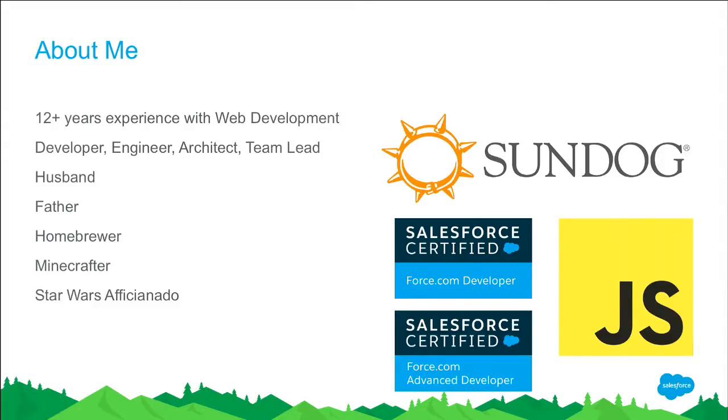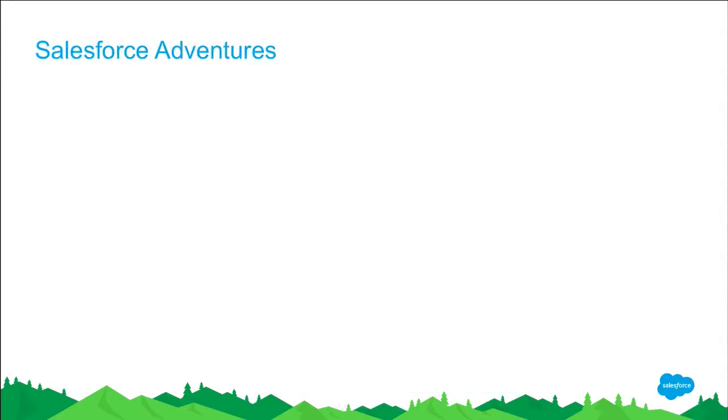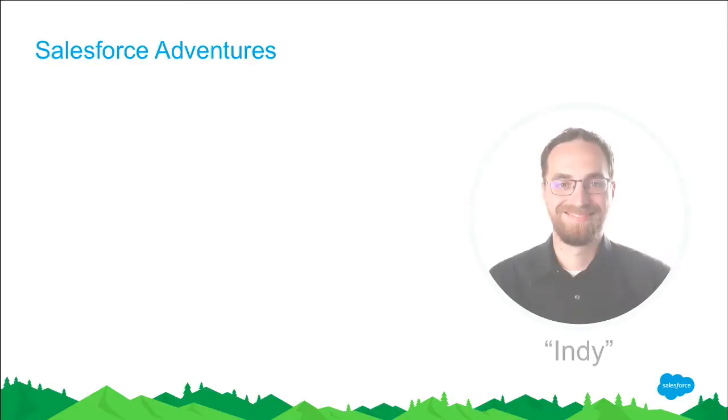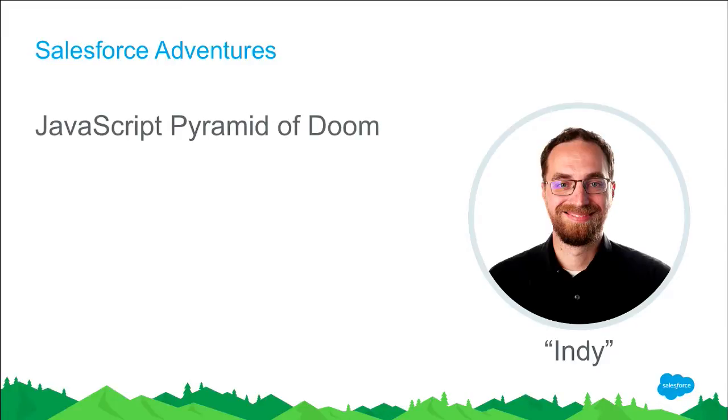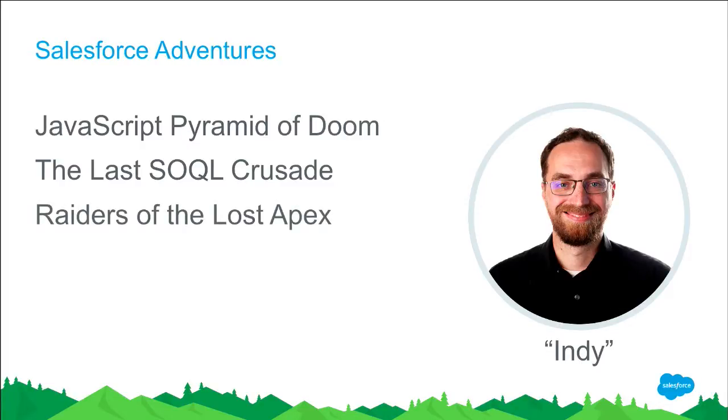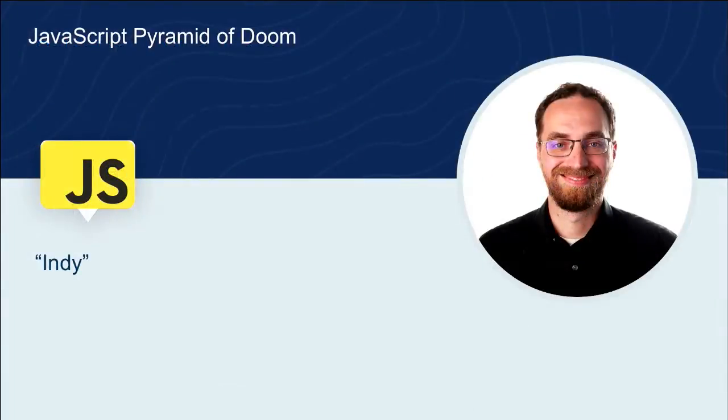So today we're going to go on a little bit of an adventure, and we're going to follow a front-end developer through his adventures on Salesforce. That developer's name is Indy. Indy's going to go on three adventures today. He's going to visit the JavaScript Pyramid of Doom. He's going to go on the last Sokol Crusade. And he's going to be part of the Raiders of the Lost Apex. So with that, we'll jump right into the first adventure.